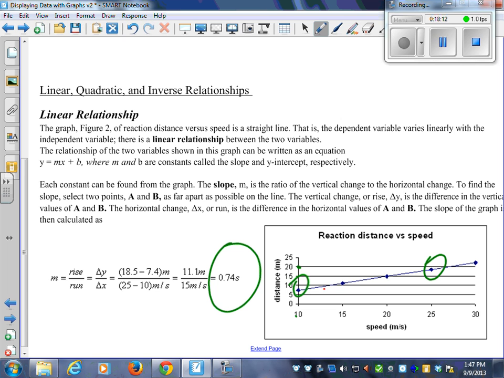Anybody here has never calculated slope before in their life? Don't know what I'm talking about. Good. Okay. Notice 0.74 what? Seconds. s. What does that mean then? The slope is a? It's a time. Slope is a time. Keep that in the back of your mind for a second.